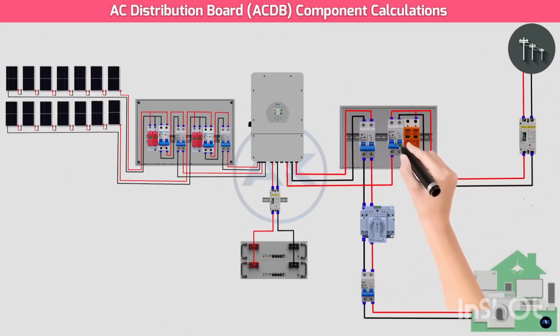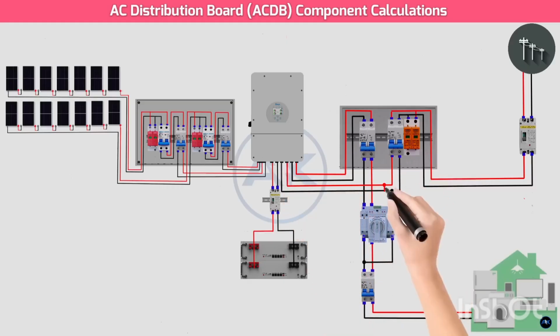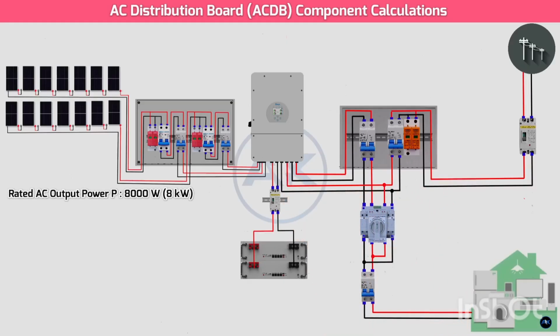Representative example: specifications, recap and new assumptions. An 8 kW hybrid inverter, hypothetical values. Rated AC output power P, 8000 watts, 8 kilowatts. AC output voltage 230 volts. AC frequency 50 Hz.